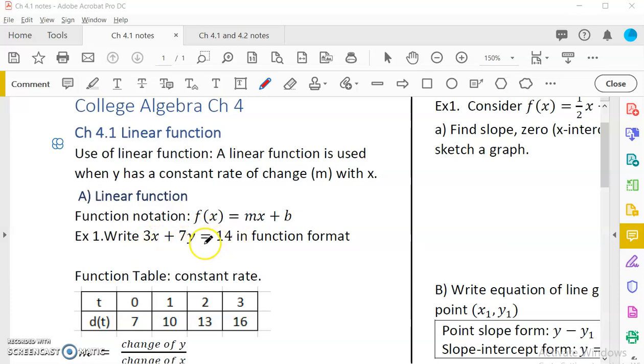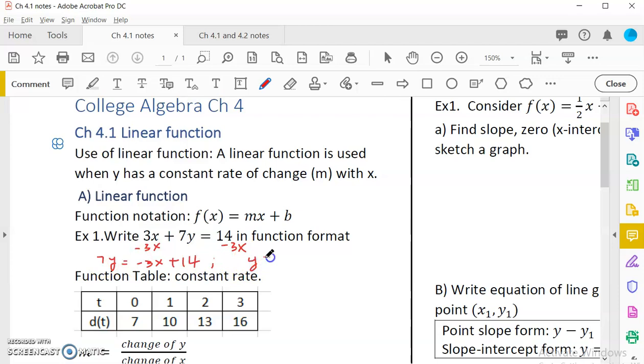I can write this in a function format, by writing y equals mx plus b. Right now it is in an equation format. It's not in a function format. So if I want to write it in the function format, I would switch the 3x to the other side to isolate y on one side. So I would have 7y equals negative 3x plus 14, and then I divide by 7.